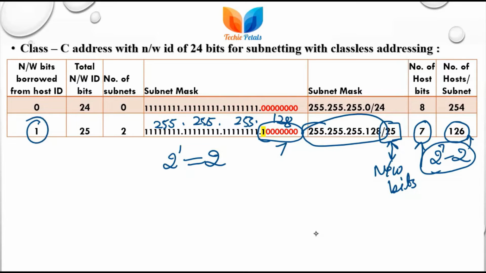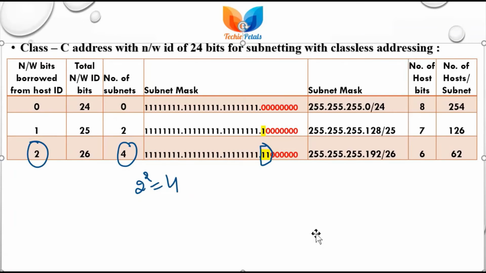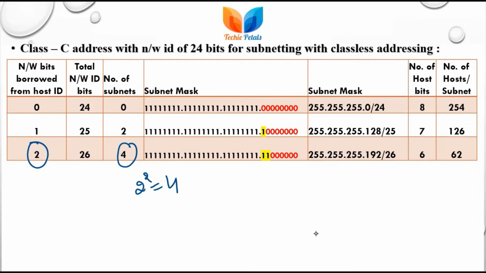This is the case when we were taking one bit from the host ID as network ID. If we are taking 2 bits, then we can have 4 subnets. 2 raised to power 2 equals 4 total possible subnets can be created, and we are borrowing 2 bits from the host ID. Then the subnet mask will be 128 plus 64, that is 192. So this is the subnet mask, meaning this binary will be 192 in decimal.